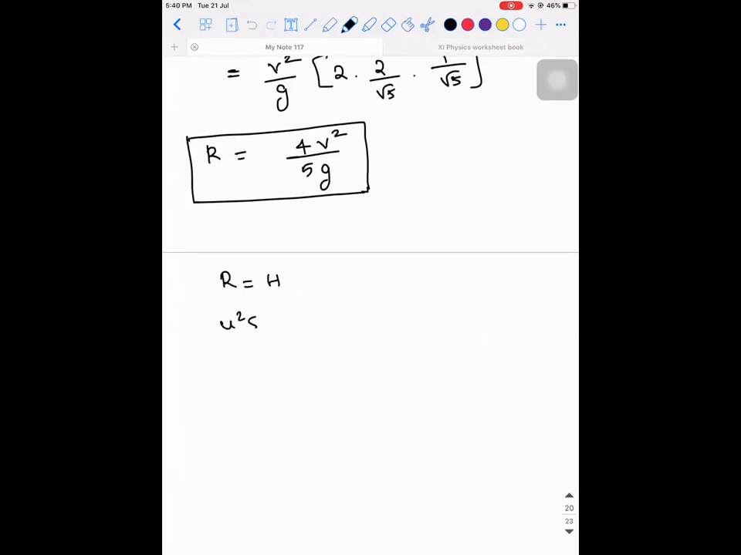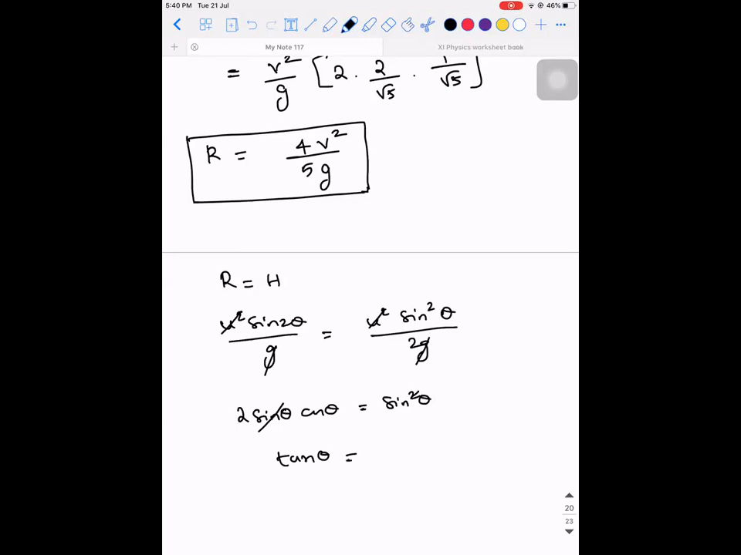When R is equal to H, it is u square sine 2 theta divided by g is equal to u square sine square theta divided by 2g. This and this will get cancelled. So u square is gone. 2 sine theta into cos theta is equal to sine square theta. So one sine theta is gone. Tan theta will be equal to 4. Theta will be tan inverse of 4. So what is the question number? 10. This is an easy one. Next.